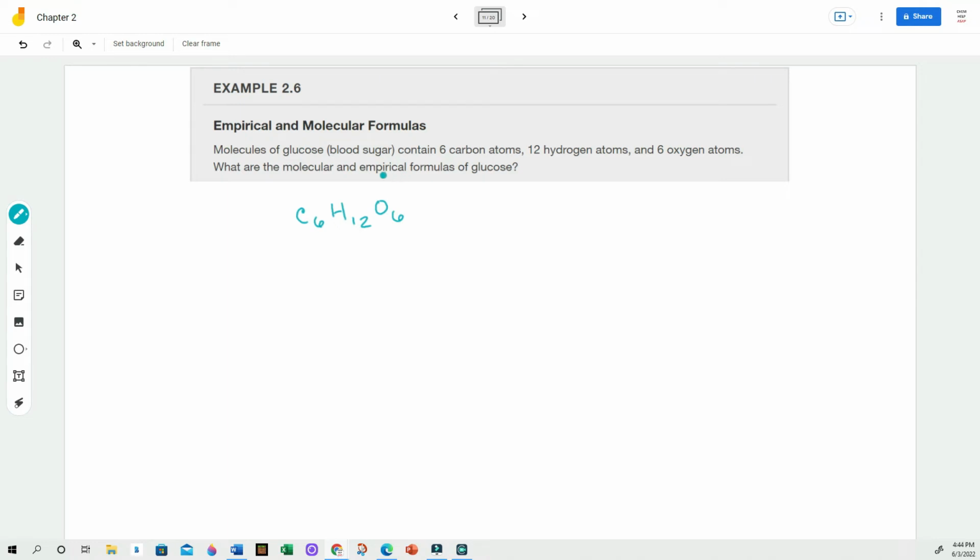Now they also want the empirical formula. It's important to remember the difference between molecular and empirical formula. Your molecular formula tells you how many atoms the molecule has. Your empirical formula gives you your lowest common ratio for all of those atoms. So if I'm looking at these 3 numbers, 6, 12, and 6, is there a common multiple that I can divide these by? And the answer is yes, I can divide each of these numbers here by 6.